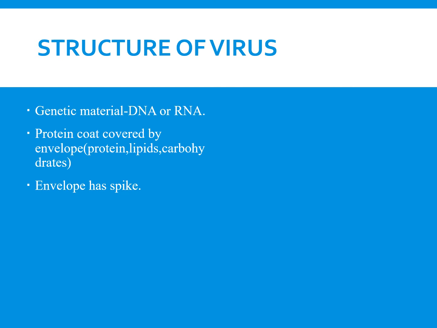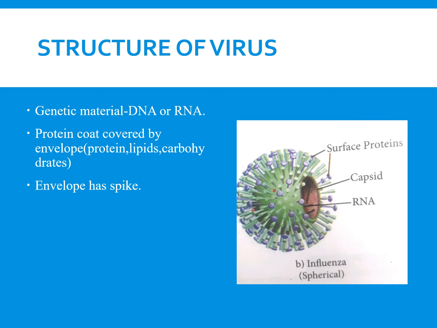Spikes are stick-like projections, like the ones we see in the coronavirus, which has many such projections. That is the spike. I hope you understand. So the structure of a virus: it has genetic material as DNA or RNA, and the protein coat is covered by an envelope, and that envelope has spikes, which are projections like in the coronavirus. You have seen the coronavirus many times, right? Now here, this is an influenza virus, spherical, causing the fever influenza. The surface proteins are the spikes, right?